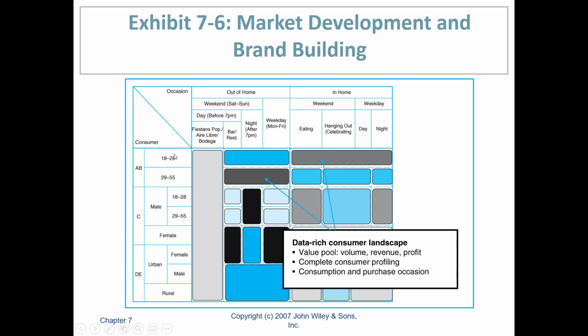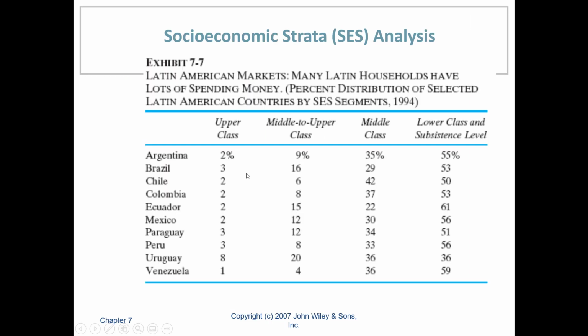Then we split into different demographic categories. We've got age, gender, and urban, rural. And then we segment based on how we use the product, since this was for Budweiser. Do we drink it in a bar? Do we drink it at home? And the different usage occasions. From this, we define our different segments and determine which of these segments we need to focus on and which are going to be profitable.